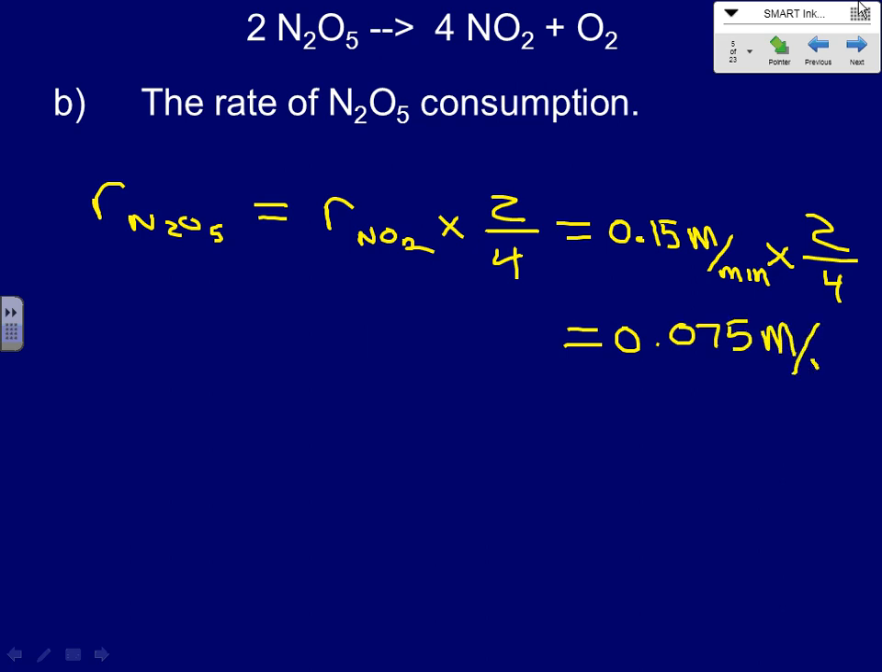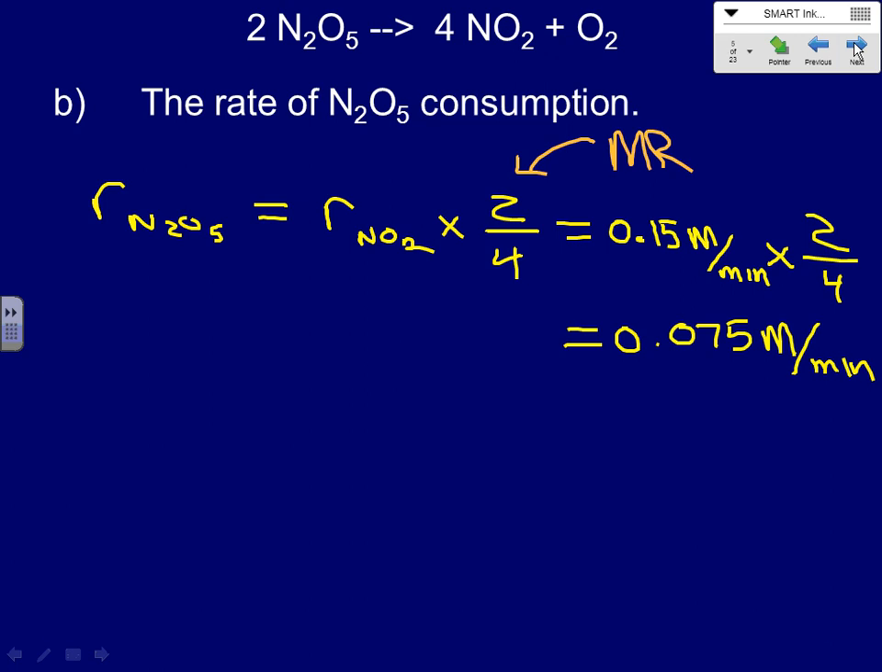0.075 molarity per minute. Okay? Instead of it just being a number of moles, it's a molarity per minute, but it's related through the same thing. For every 4 moles of NO2 that's produced, 2 moles of N2O5 will disappear. So we just need to use the mole ratio. For those of you thinking back to last year, that's all that is. What I have on the bottom, what I want on the top.